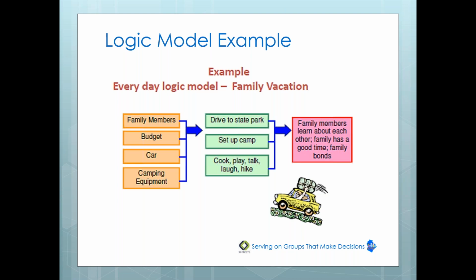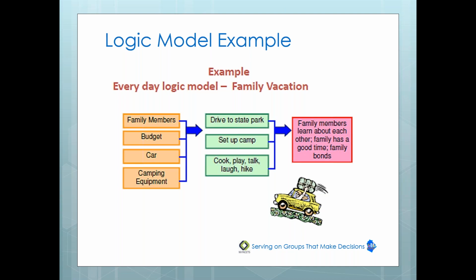And then the green boxes are the outputs. So these are the things that have to be done in order to accomplish your goal. So you have to drive to the state park, you got to set up your camp, you got to cook, play, talk, laugh, hike. And then the hot pink item at the right is the outcome of the family vacation that you're trying to reach.